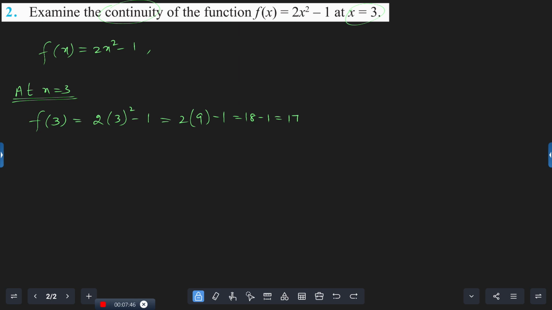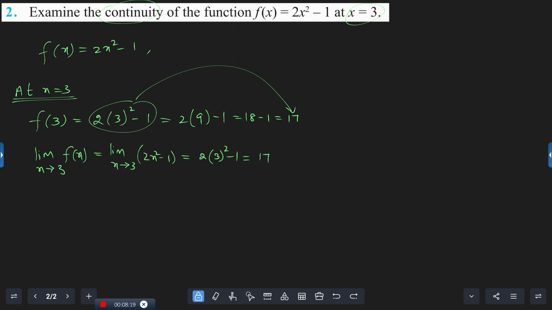17 I got as the function value, and now the limit value. Limit x tends to 3 of f of x is equal to limit x tends to 3 of 2x square minus 1. It means we have to replace the x value with 3, the same thing we have done in the function value. So 2 into 3 square minus 1. After you simplify this, we know that it will be 17. Already we have done the same step, we got 17 here. So directly I'm writing 17.